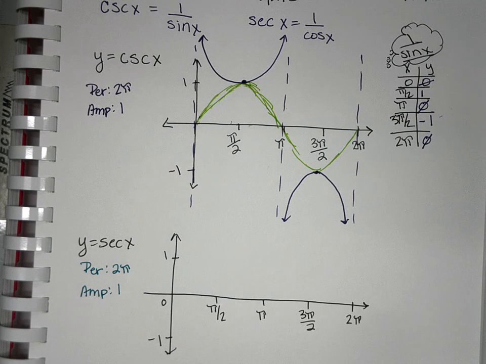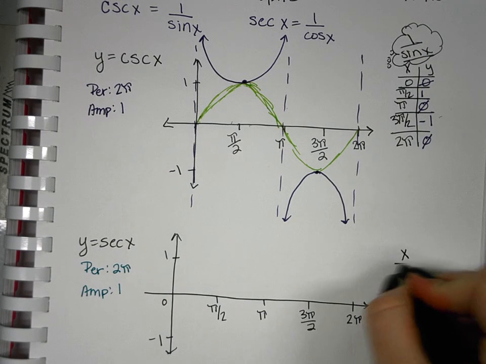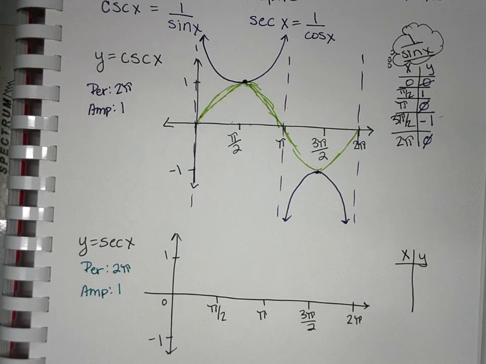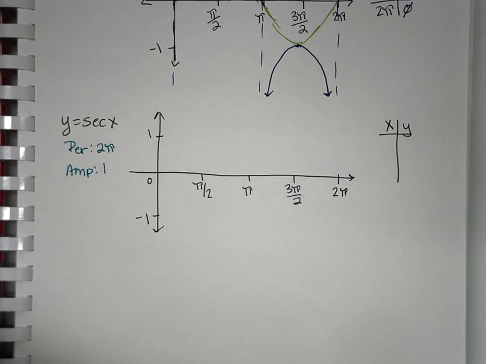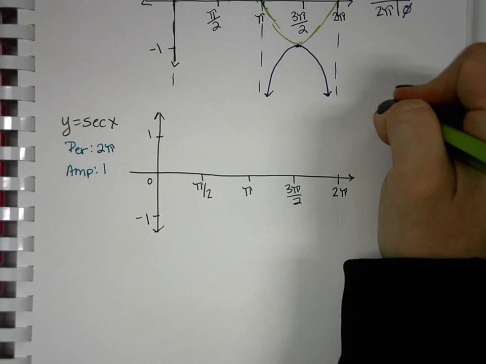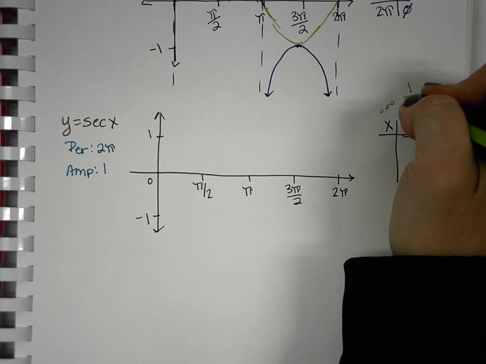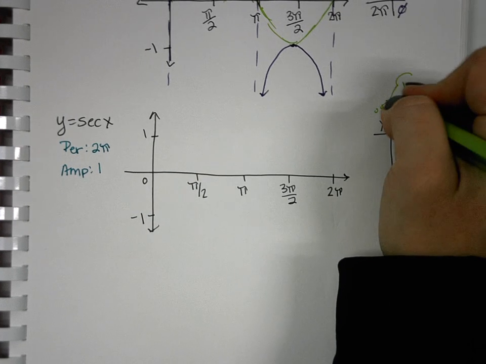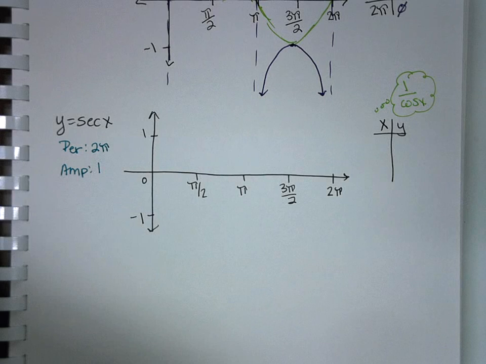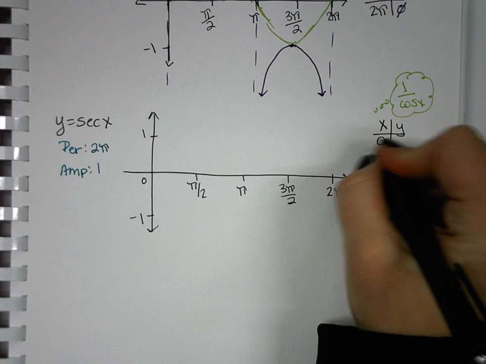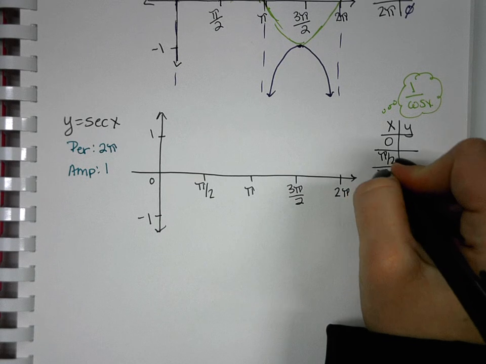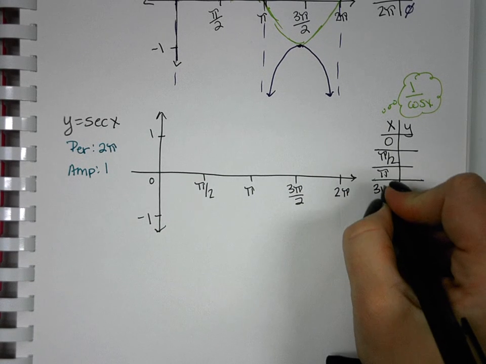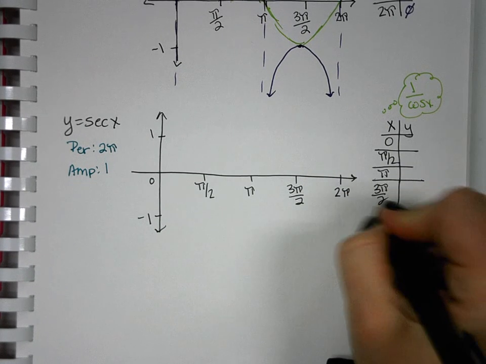So again, this one we want to think. So if we go to our table of values, can you see this one? Nope. Okay. So if we go to our table of values, and again we're thinking 1 over cosine x. So we can start again the same way with 0, then go to pi over 2, then pi, then 3 pi over 2, and then 2 pi.